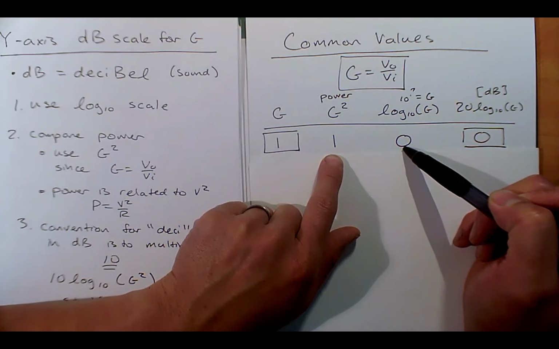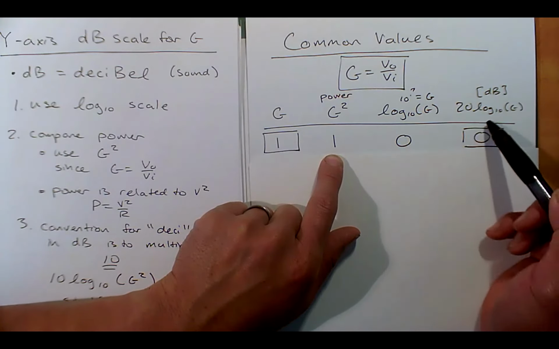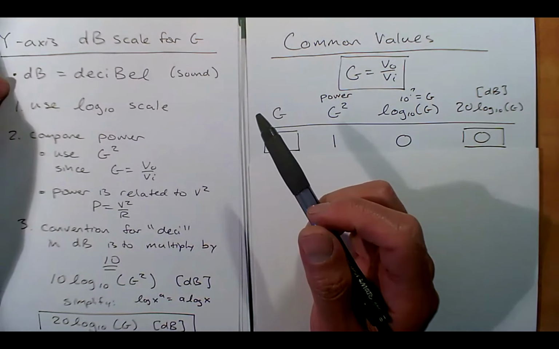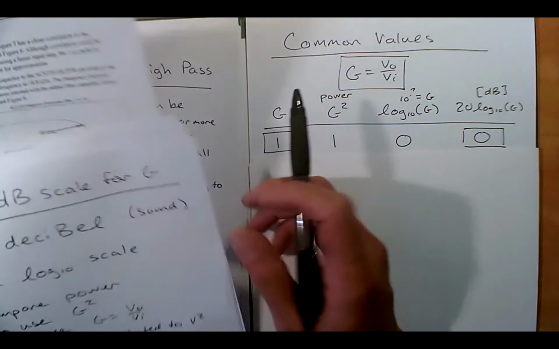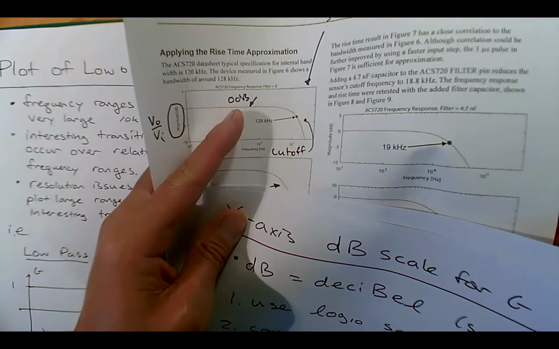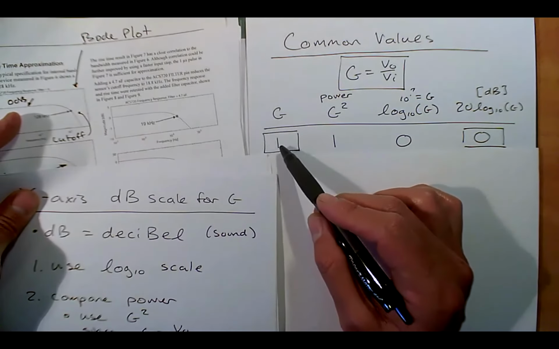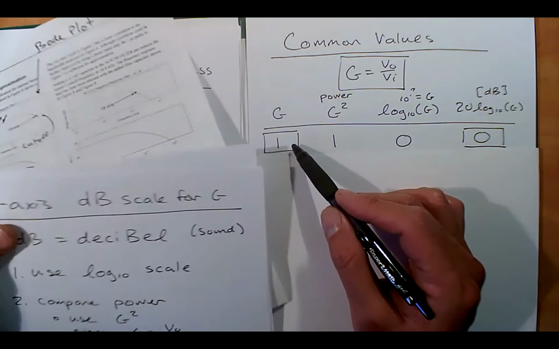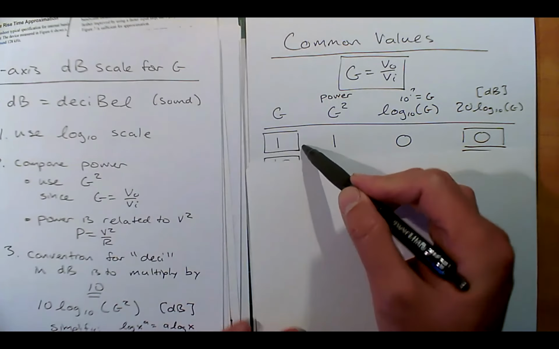Interesting. And if I multiply 20 times 0, I still get 0. So if I go back to that plot here, look how I have 0 dB. That corresponds to a gain of 1. Not too bad, okay? So then let's go next.